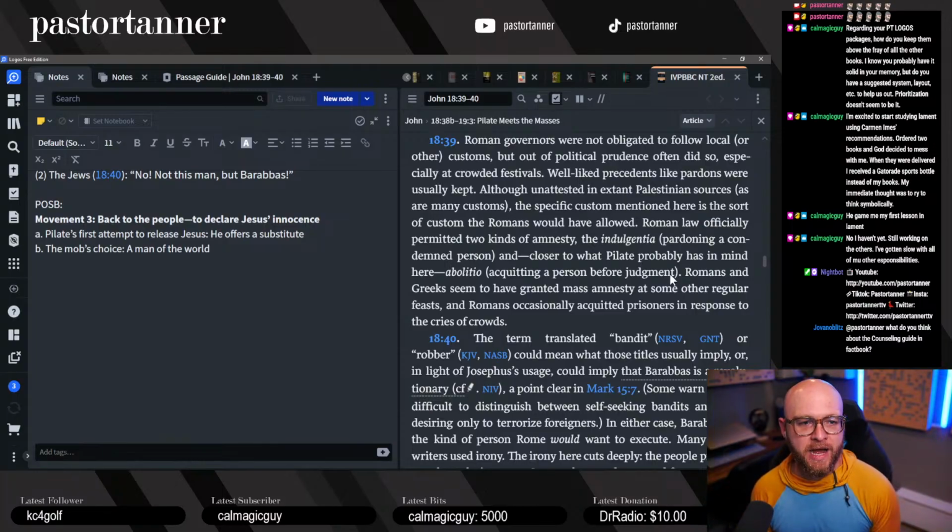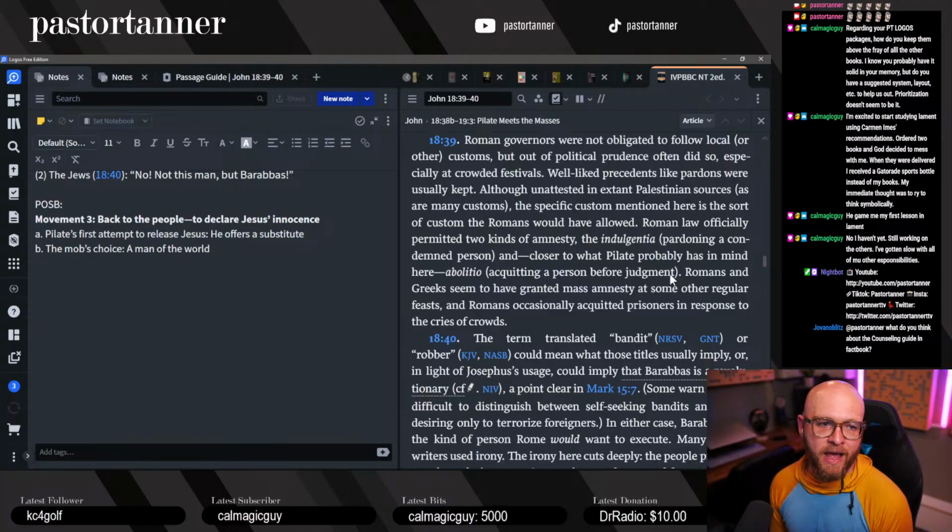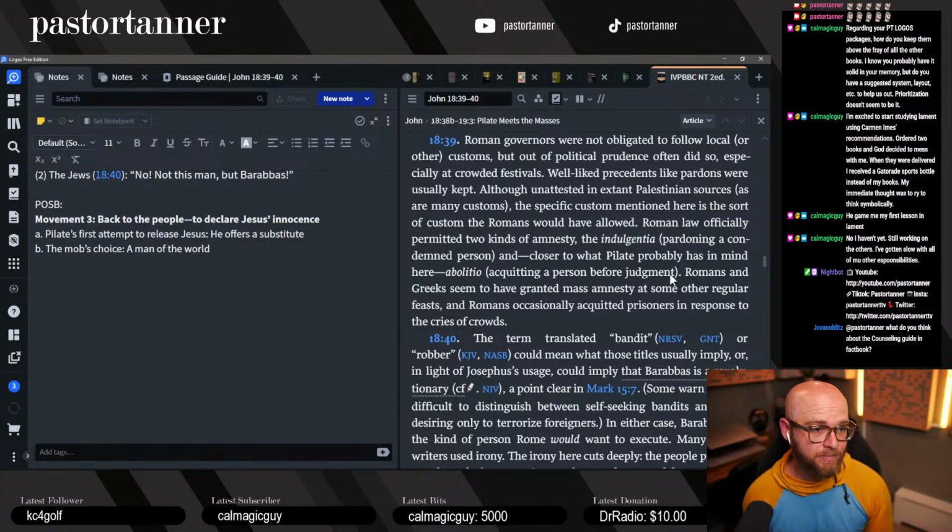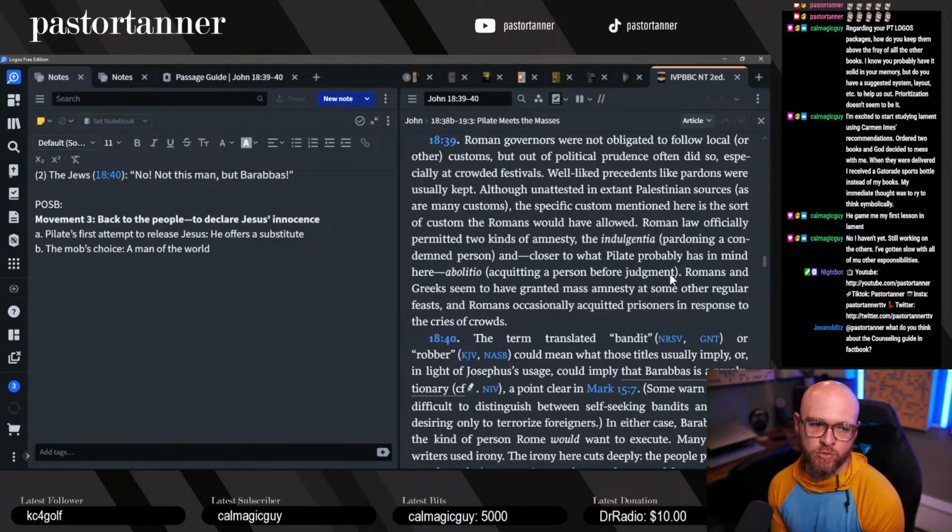All right. 39. Roman governors were not obligated to follow local or other customs, but out of political prudence often did so, especially at crowded festivals. Well-liked precedents, like pardons, were usually kept. Although unattested in extant Palestinian sources, as are many customs, the specific custom mentioned here is the sort of custom the Romans would have allowed.